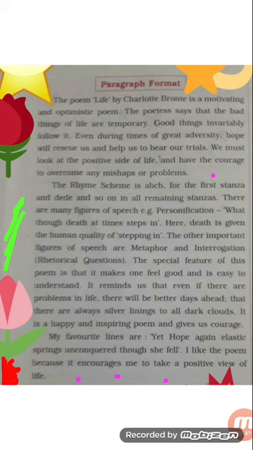The poem Life by Charlotte Bronte is a motivating and optimistic poem. Optimistic है, positive poem है, इसमें पूरी positive बातें बताई गई हैं. The poetess says that the bad things in life are for a temporary period, as we have seen. The clouds of gloom are transient. You know what? By giving several examples, the poetess showed us the positive sides of life.